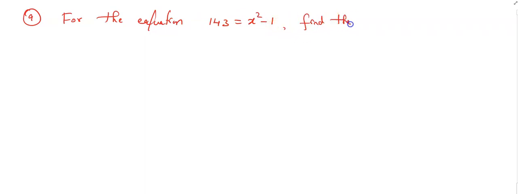That is question number 9. See children, for the equation 143 equals x square minus 1, find the value of x. Even this question also appeared in the final board exam. For the equation 143 equals x square minus 1, find the value of x.